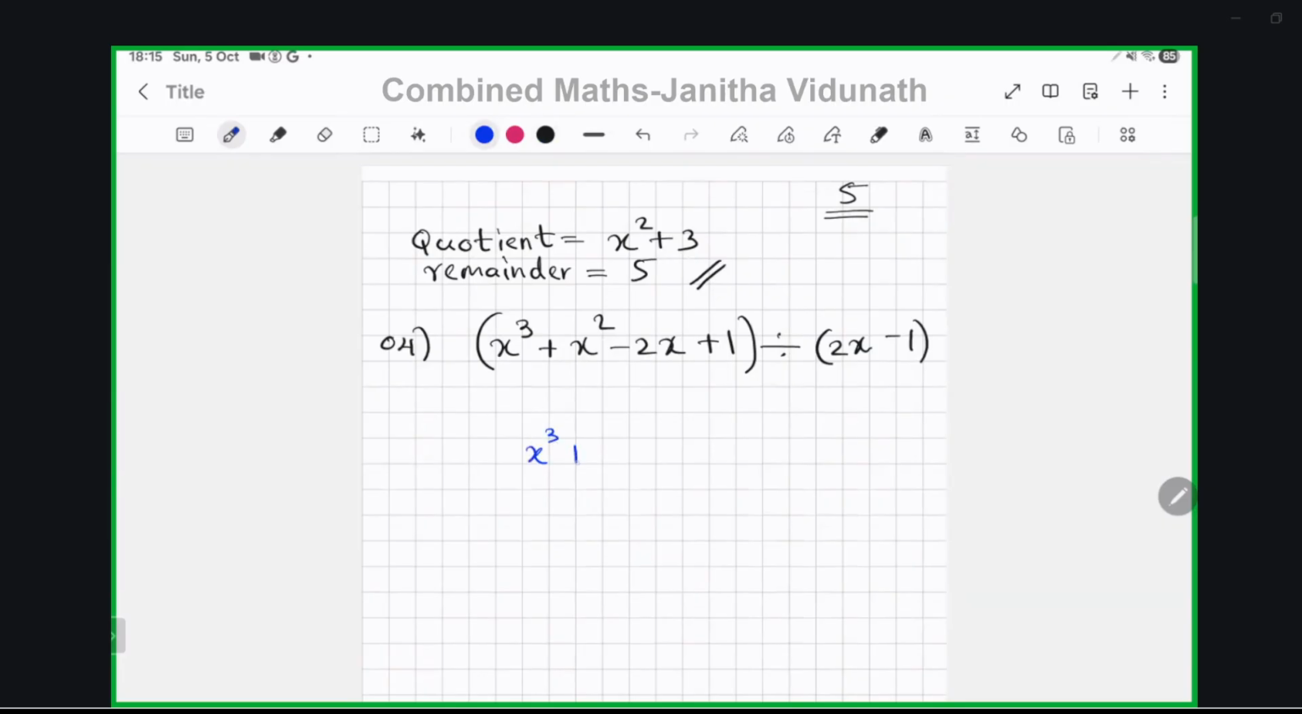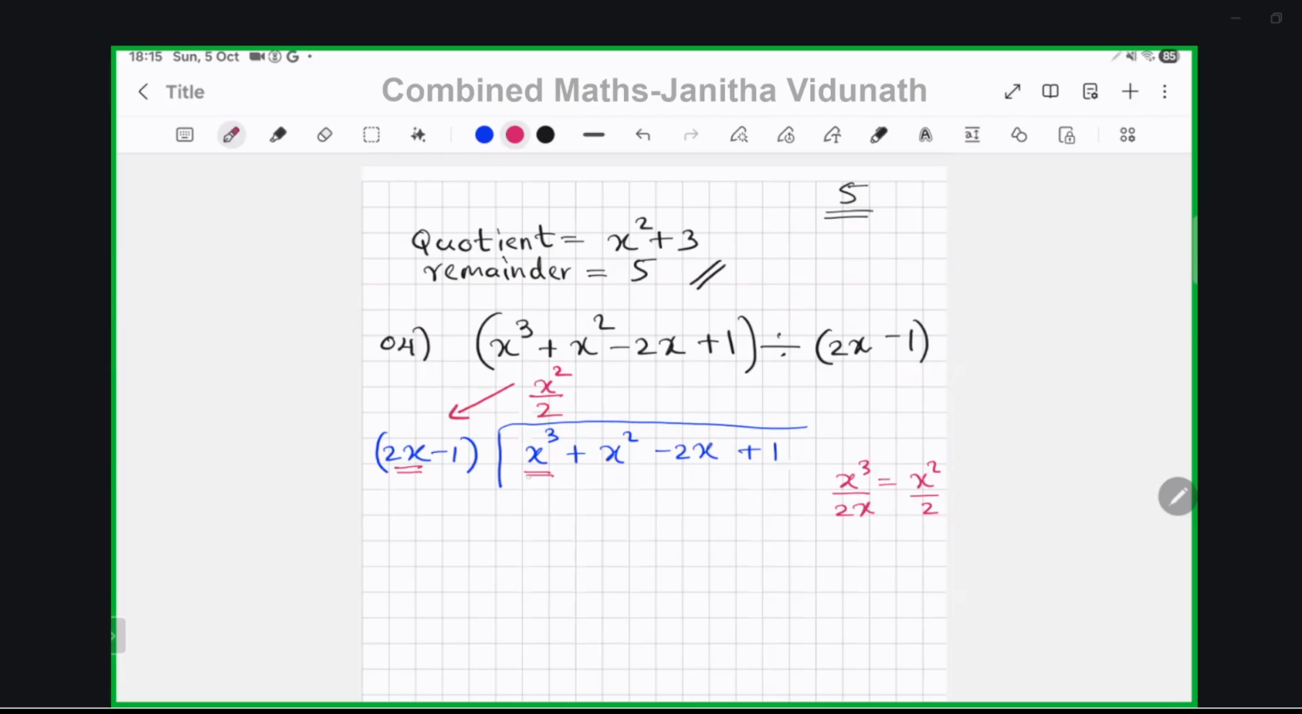x cube plus x square minus 2x plus 1 needs to be divided by 2x minus 1. First, we need to divide the leading term of the dividend by the leading term of the divisor. Then x cube over 2x will give x square over 2. Then the first term of the quotient is x square over 2. Then we need to multiply it with the entire divisor.